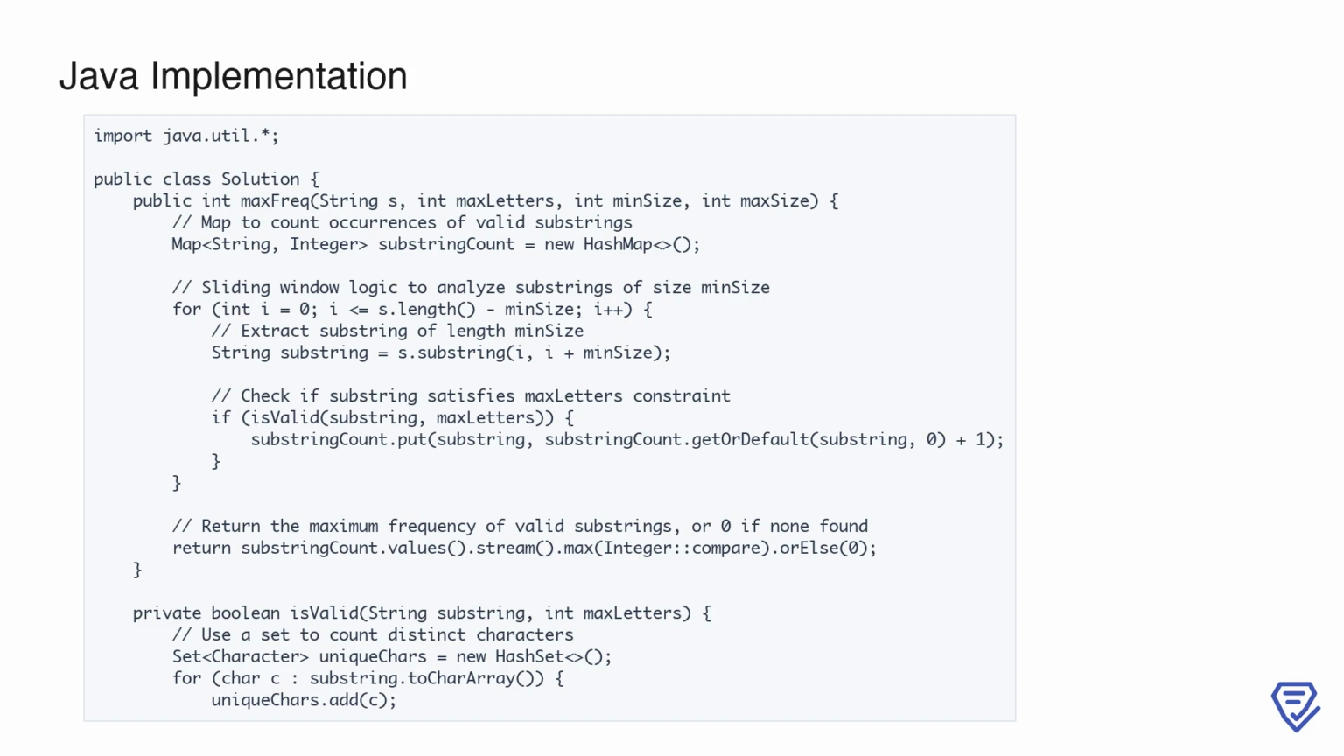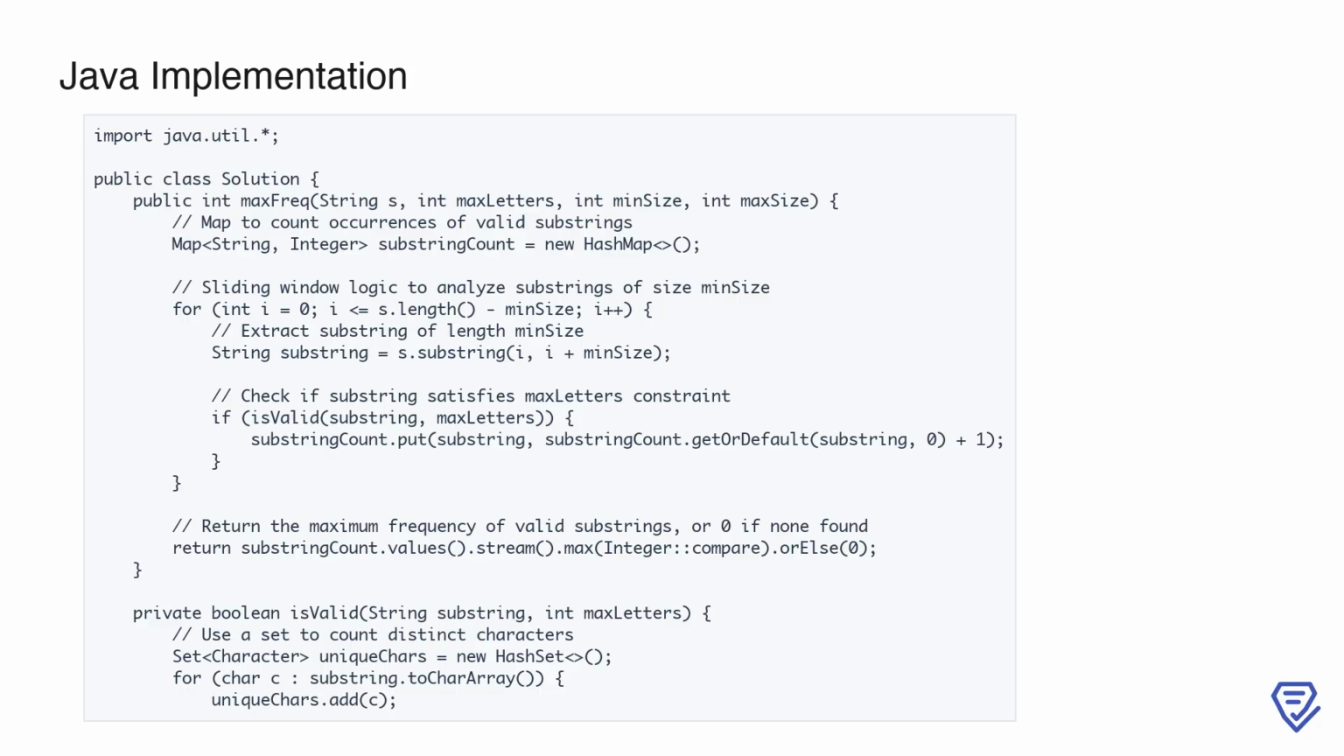Inside the method, we declare a map called substringCount to keep track of the frequency of valid substrings. Next, we use a for loop with a sliding window approach to iterate over all substrings of length minSize in the input string s. For each starting index i, we extract a substring of length minSize using s.substring(i, i + minSize).